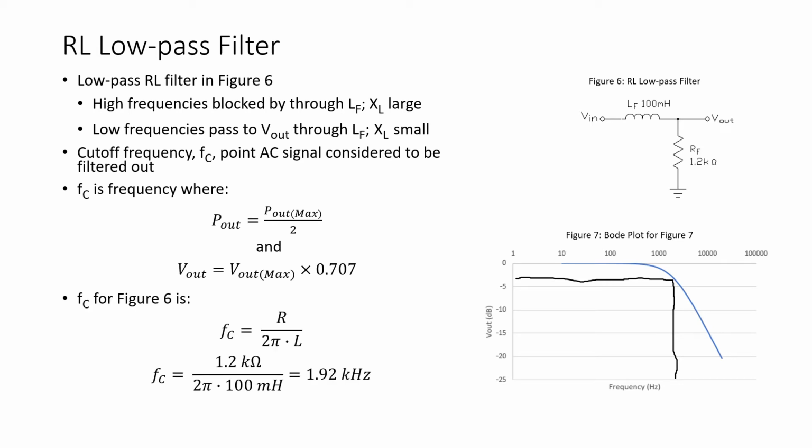Mathematically, the cutoff frequency of the circuit of figure 6 is R divided by 2 pi L. Substituting in our values for R and L, 1.2 k ohms and 100 millihenries, we calculate a cutoff frequency of 1.92 kHz.